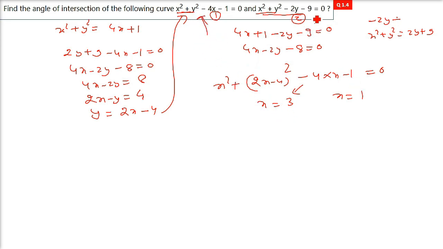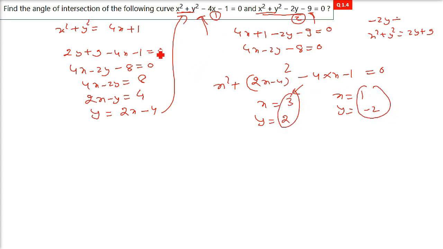Now put x equals 3 and x equals 1 in any of the equations. When you put x equals 3, you will get y equal to 2. Here also, when you put x equals 1 in any of the equations, y will be equal to negative 2. I'm just leaving it for you, and I hope the quadratic equation can be solved by you in no time. Now we have 2 points, (3, 2) and (1, negative 2).